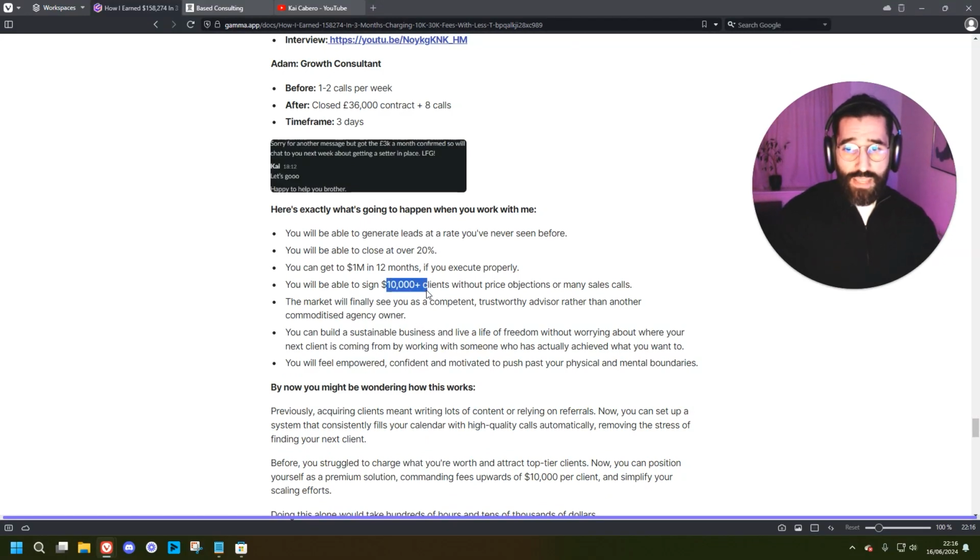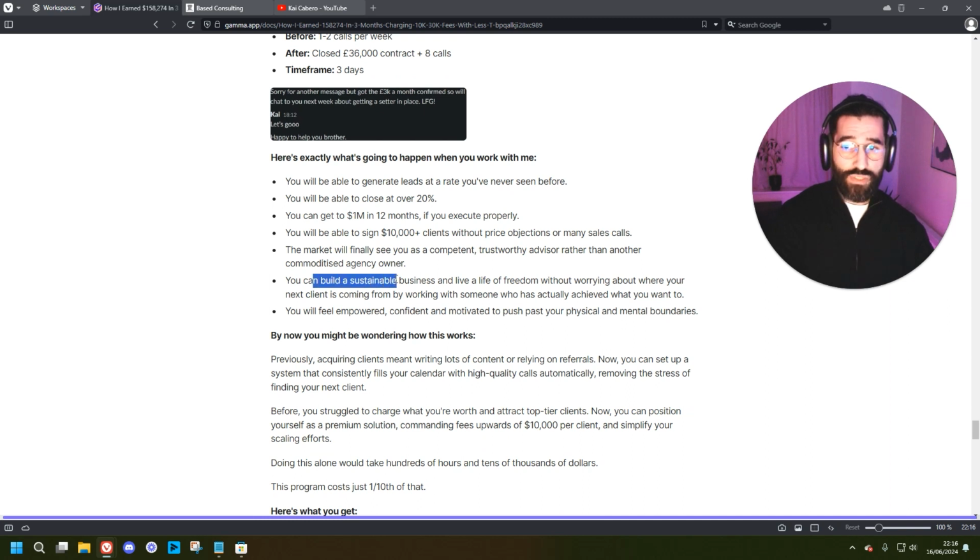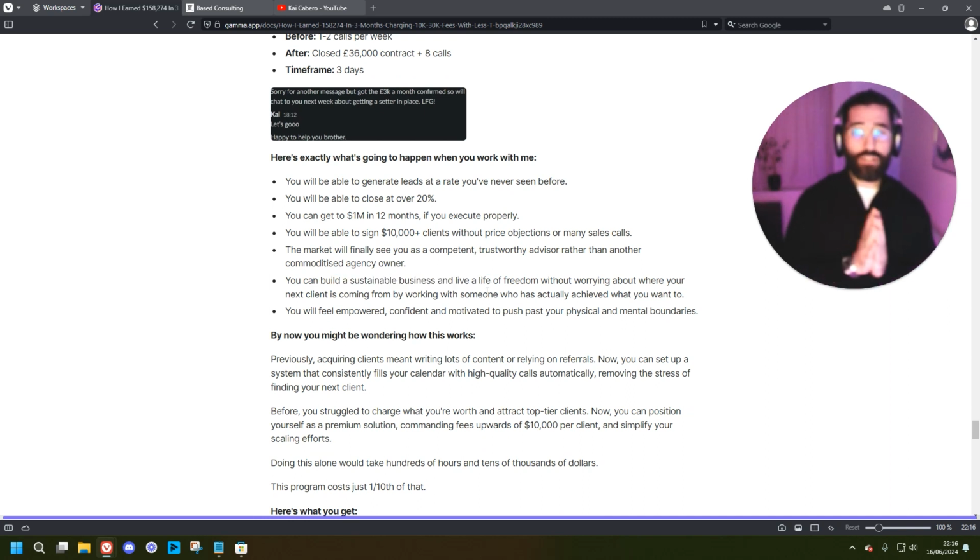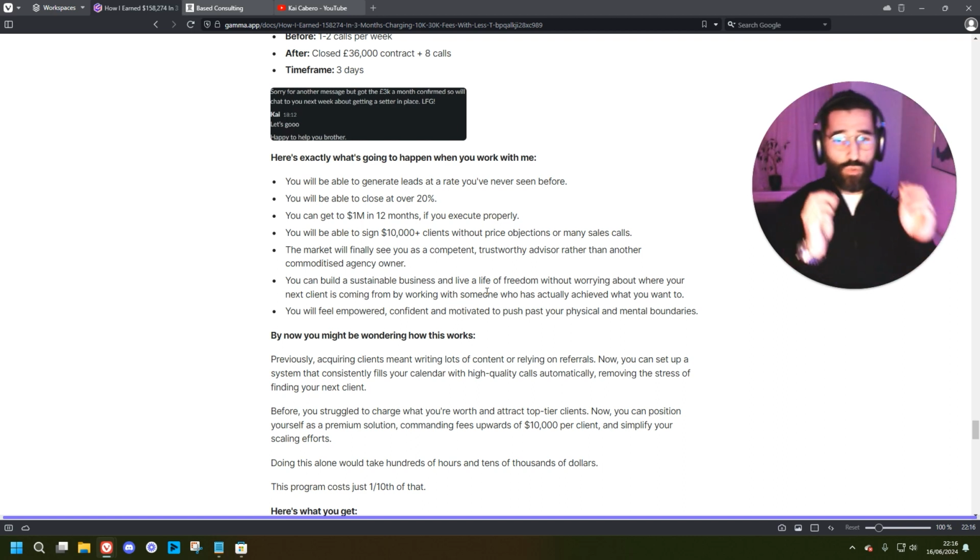You will be able to sign $10,000 clients without price objections or many sales calls. The market will finally see you as a competent, trustworthy advisor rather than another commoditized agency owner. You can build a sustainable business and live a life of freedom without worrying about where your next client is coming from by working with someone who has actually achieved what you want to do, okay?